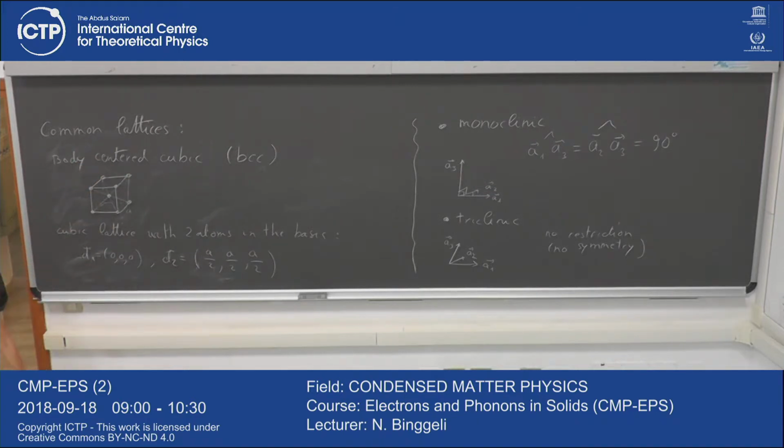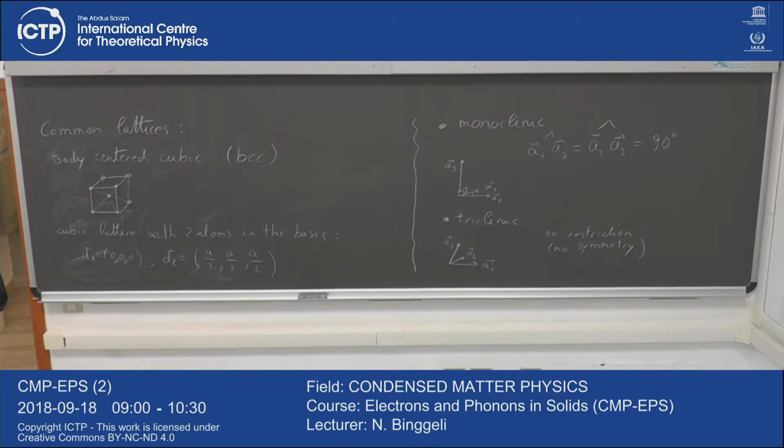I have another lattice point. So this is the body-centered cubic lattice. And it is a lattice that is common in nature, in particular for metals. For instance, iron, chromium, molybdenum, and tungsten crystallize in this structure, in the body-centered cubic lattice. So iron, for instance, has this crystalline structure.